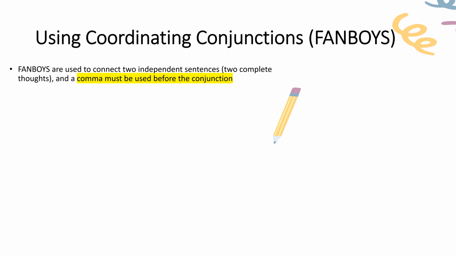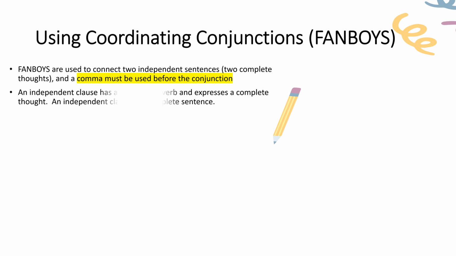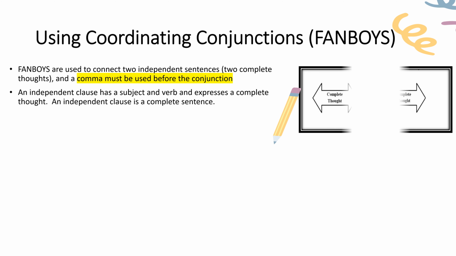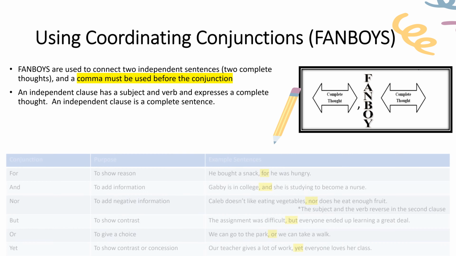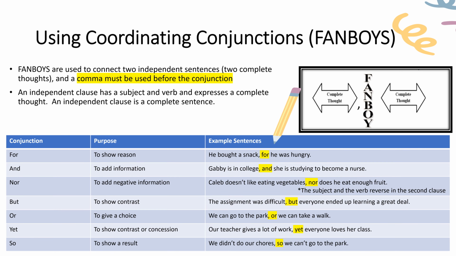FANBOYS are used to connect two independent sentences, that is, two complete thoughts, and a comma must be used before the conjunction. An independent clause has a subject and a verb and expresses a complete thought. An independent clause is a complete sentence. So we have a complete thought on one side, followed by a comma, then one of our FANBOYS coordinating conjunctions, and another complete thought.